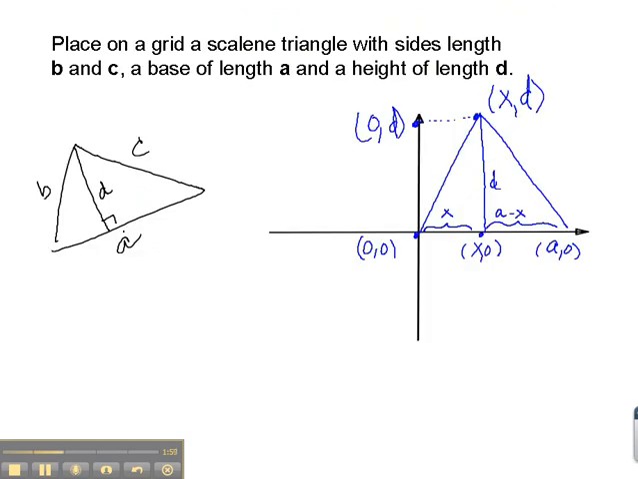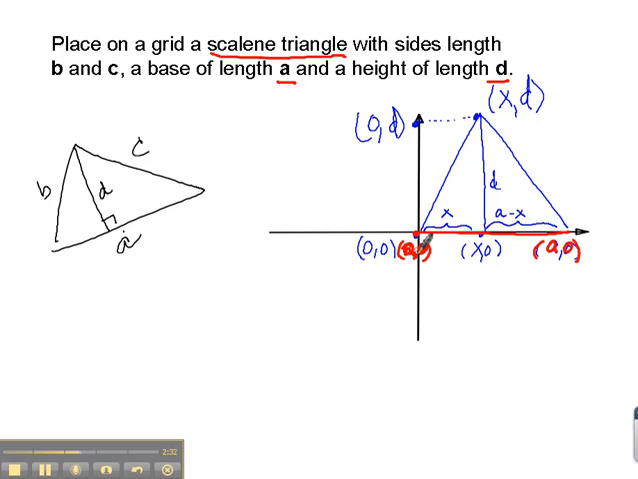This says place on a grid a scalene triangle. Remember, a scalene triangle is one with 3 different side lengths, with side lengths B and C, a base of length A, and a height of length D. So side lengths B and C and a base of A. So here's the base of A. And notice this vertex here is 0, comma, 0, and that's at the origin. And the other vertex is A, comma, 0.